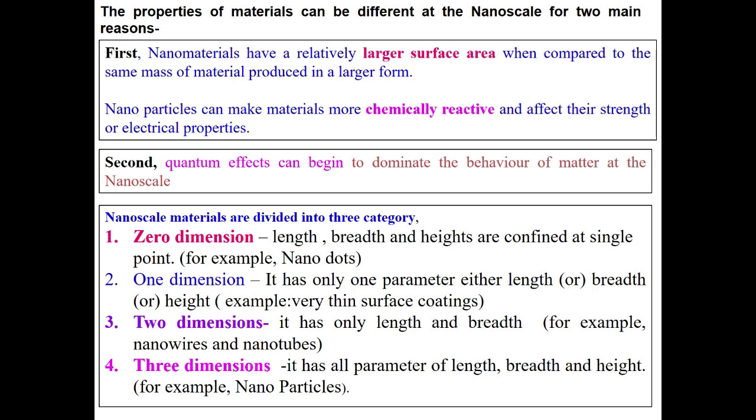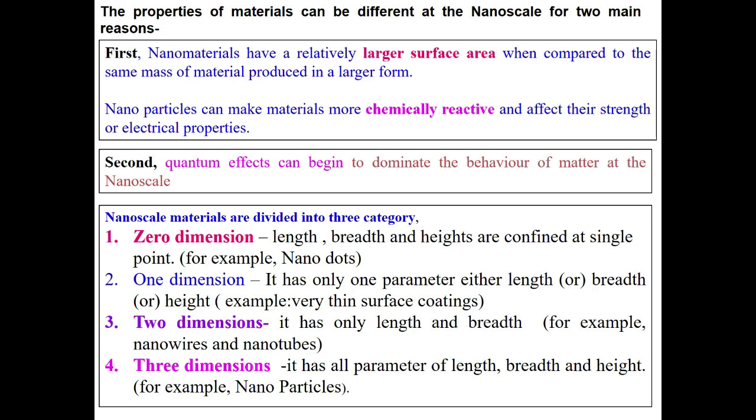Nanoparticles can make material more chemically reactive, because not only is the surface to volume ratio increasing, but the material also becomes very highly chemically reactive, and this affects their strength or electrical properties.